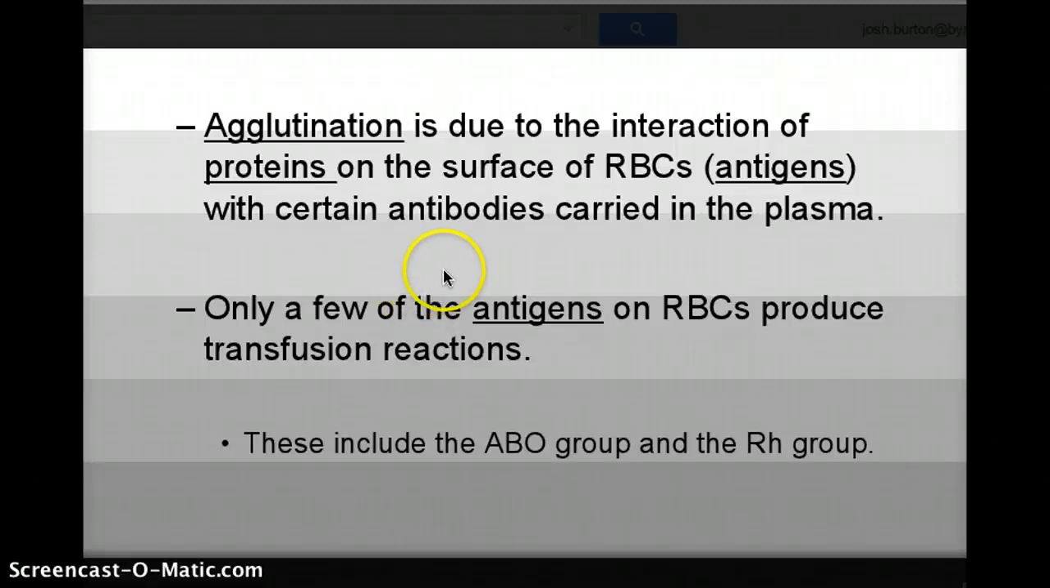Now, only a few of the antigens on the red blood cell surface produce transfusion reactions, and the ones we typically think of, and that we've talked about in multiple allele inheritance or codominance, are the ABO blood grouping. These include A dominant, B dominant, and actually we should have this as a little o because O is the recessive group. And then the Rh factor.